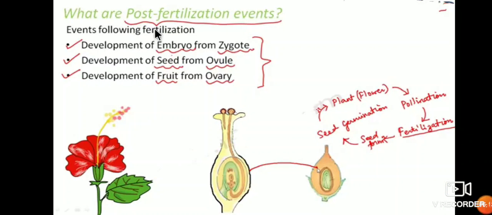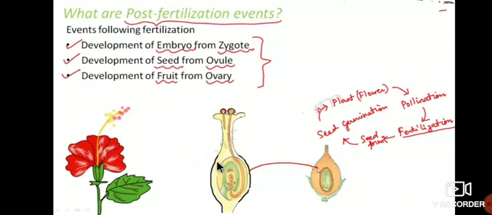Next, what are post-fertilization events? The events following fertilization are: first, development of the embryo from the zygote. Next step is development of seed from the ovule. And the last step is development of fruit from the ovary.